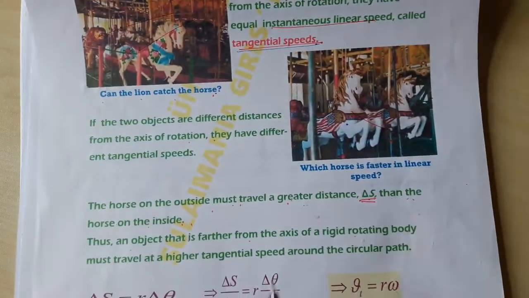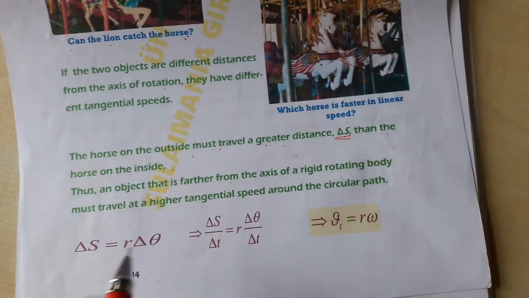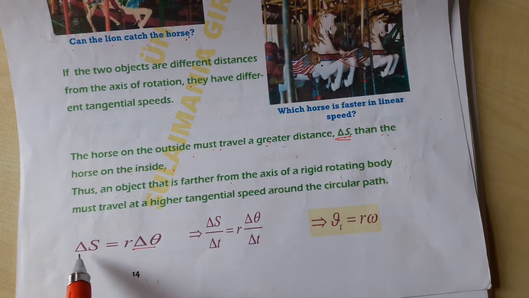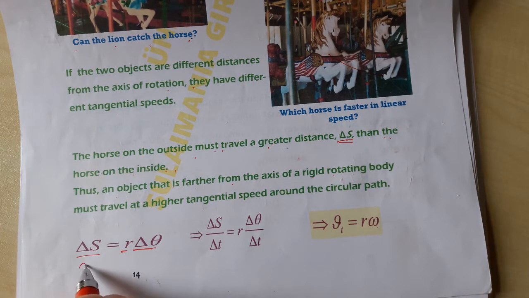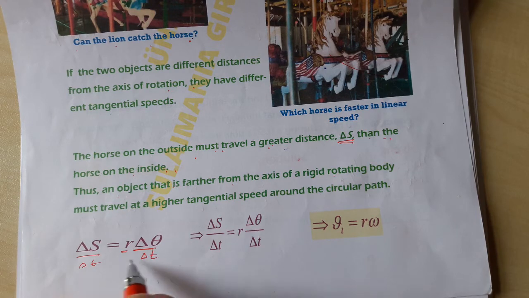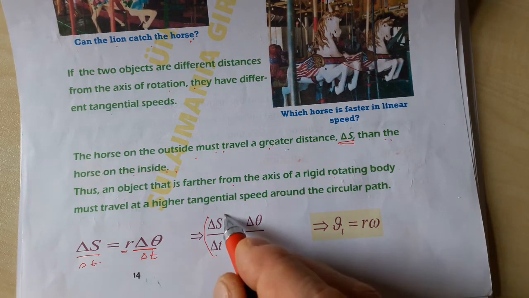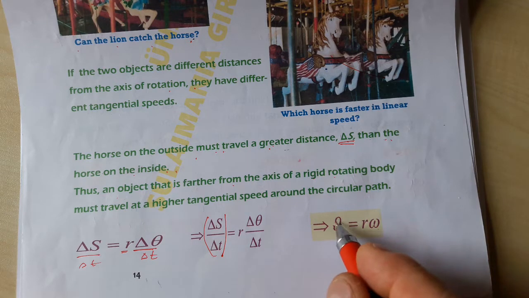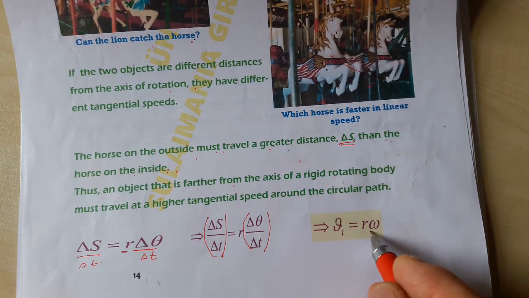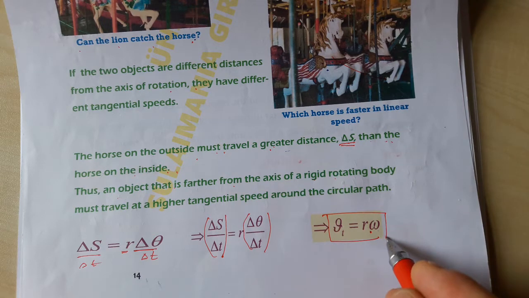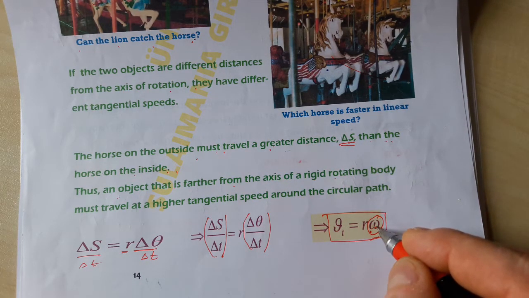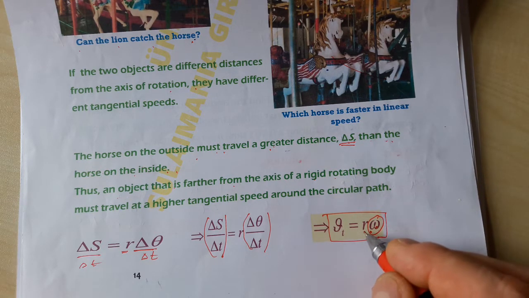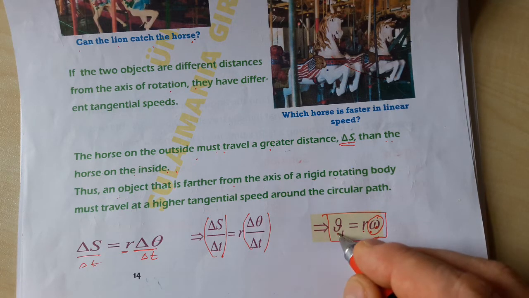We know the relation between the arc length and angular displacement. Arc length is equal to radius times angular displacement. If we divide both sides of the equation by delta t, delta s over delta t is known as the tangential speed, and delta theta over delta t is known as the angular speed. This equation says that because every point of a rigid object has the same angular speed, its angular quantities are the same for every point. According to the radius, tangential speed changes.